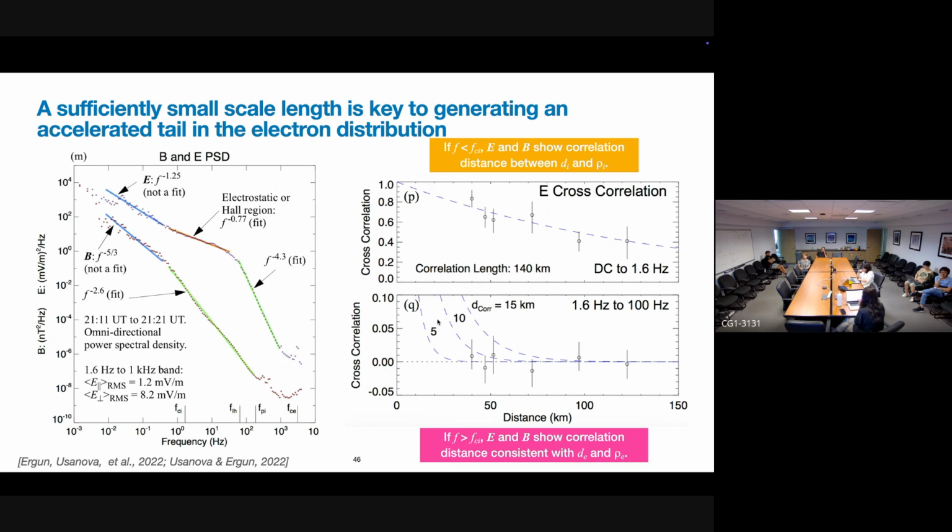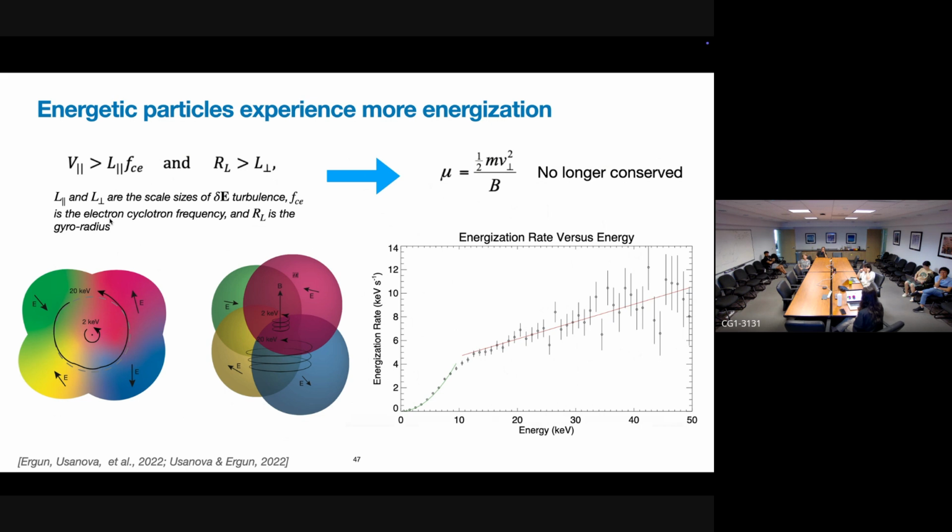And what happens when you have a correlation length this small is, for example, if you have a high enough parallel velocity, when the particles are following the field line this way, but it's really fast, you may be able to see different regions of electric field, right? Because the scale length of the electric field is really short. So what happens is you will get energized in different directions instead of a complete circle, where you just maintain the total energy constant.